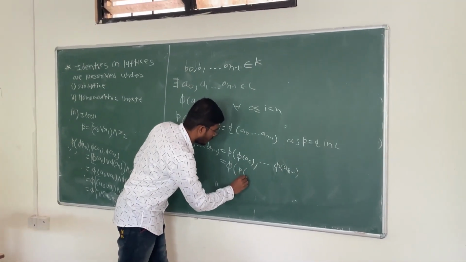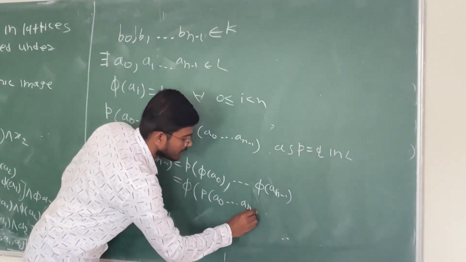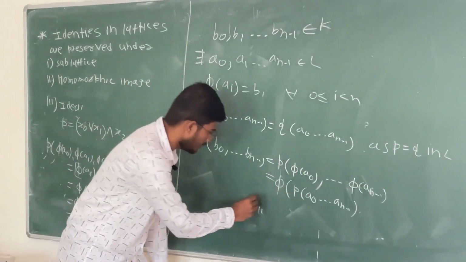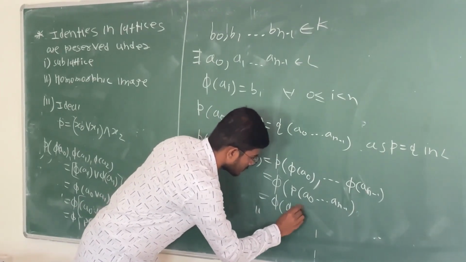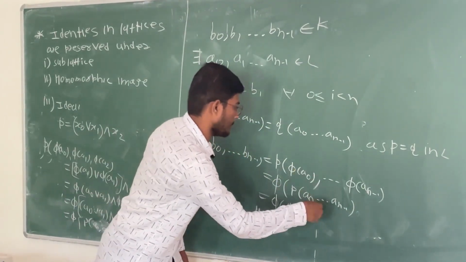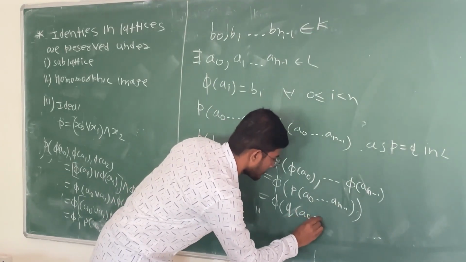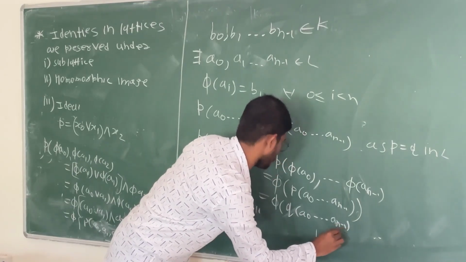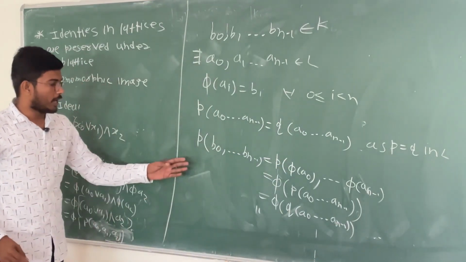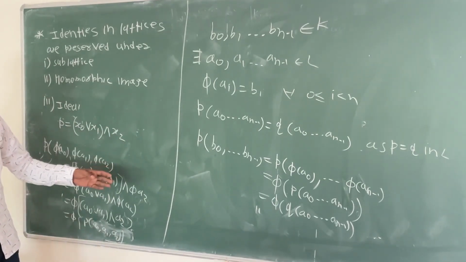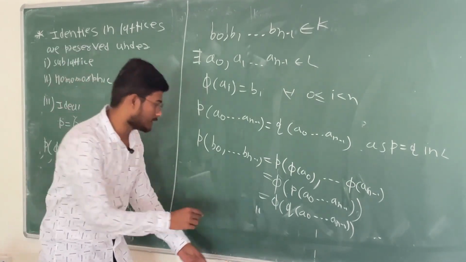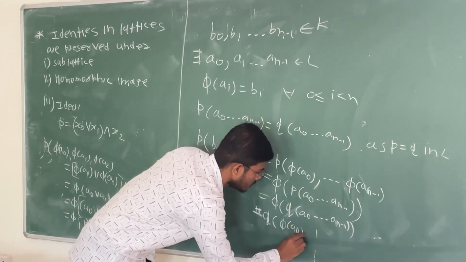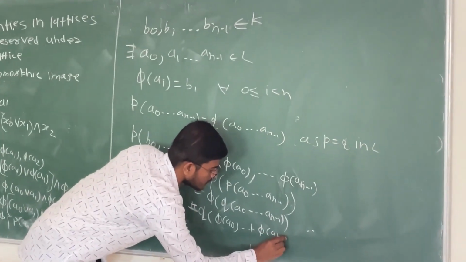It will be P of A0 up to A n minus 1. And what we know is that P is equal to Q holds in L. And so we will have P is equal to Q. You close one more bracket on the right side. One more bracket is there, right? So we have this. Again you take phi inside. Yes, now we can interchange. Q of phi of A0 up to phi of A n minus 1.